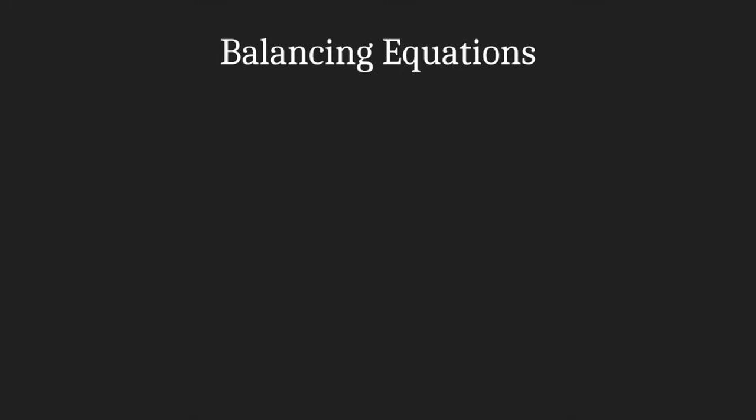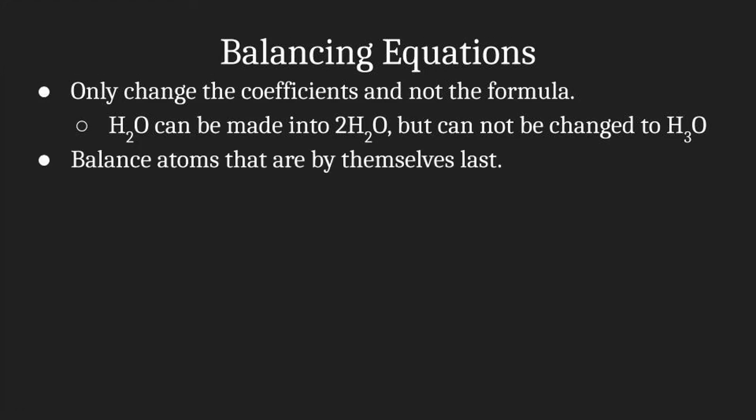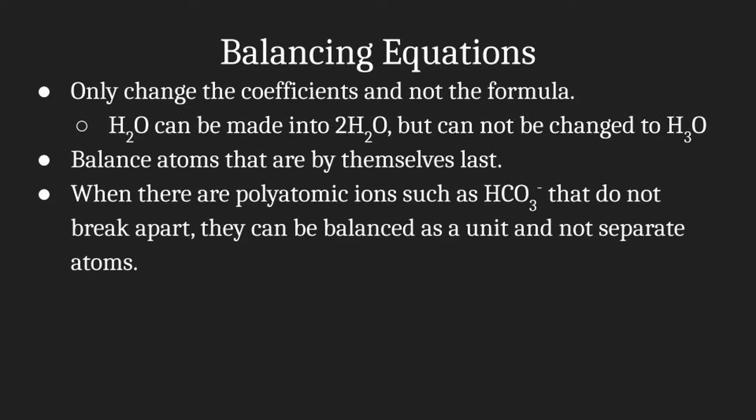Now with that out of the way, how do we balance an equation? The first thing is that we can only change the coefficients and not the formula. H2O can be doubled and we can have 2 waters, or 2 H2O, but we can't change it to make H3O because that is a different substance. We're going to balance atoms that are by themselves last, and when we have polyatomic ions such as hydrogen carbonate that do not break apart, we can balance them as a unit rather than balancing them separately. So the hydrogen doesn't have to be balanced separate from the carbon in this example.